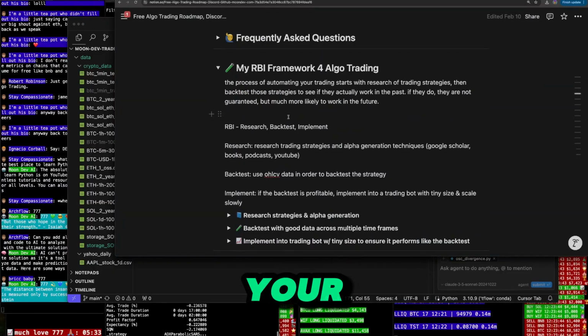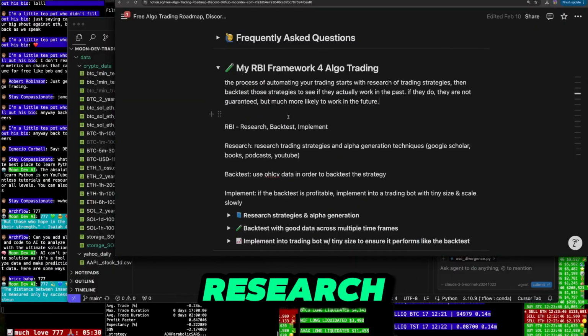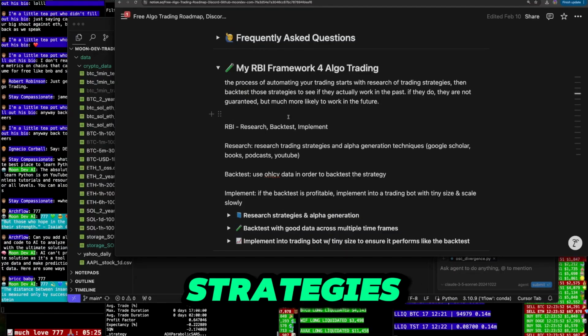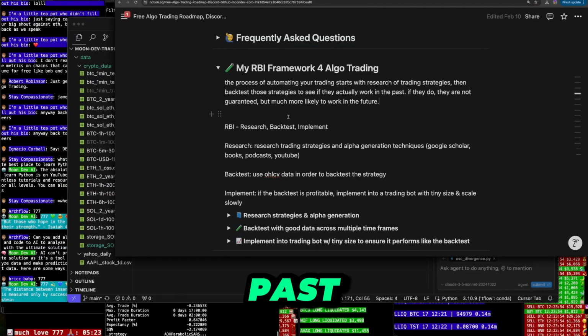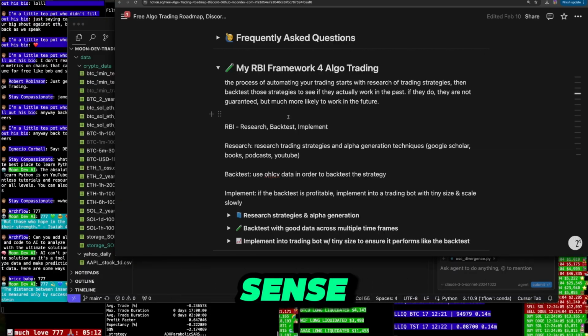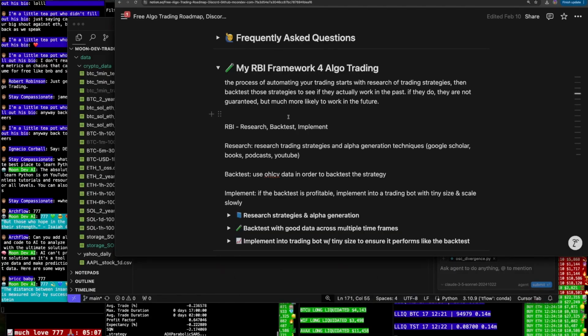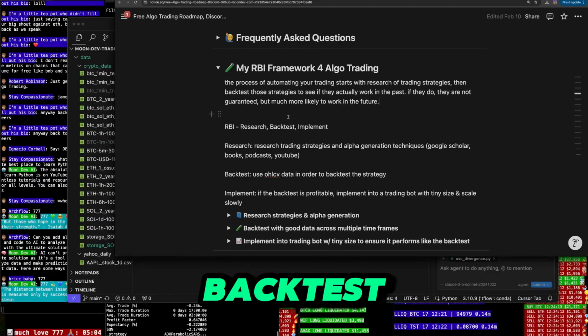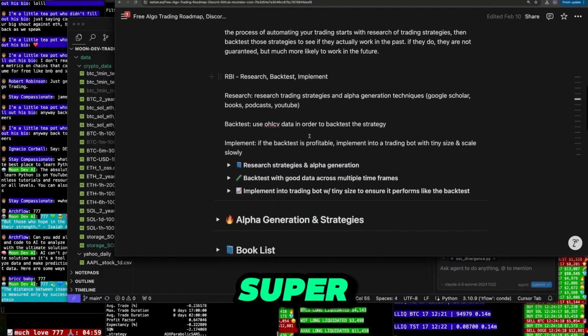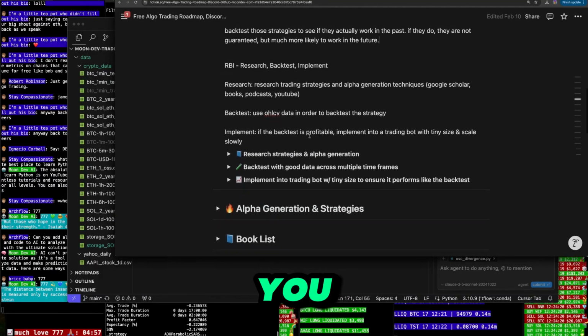The process of automating your trading starts with research. Research of trading strategies or methodologies or alpha generation techniques, then backtest those strategies to see if they actually work in the past. If they work in the past, they're not guaranteed to work in the future, but they're more likely than something that didn't work in the past, right? That makes sense. You're a smart guy. Then you backtest them. So that's what we did today. We did a lot of backtesting. It was super fire, dude. I'm glad you were here. I'm glad you saw it all.